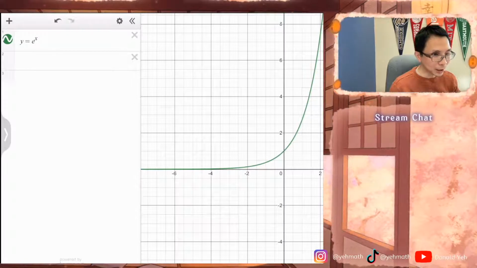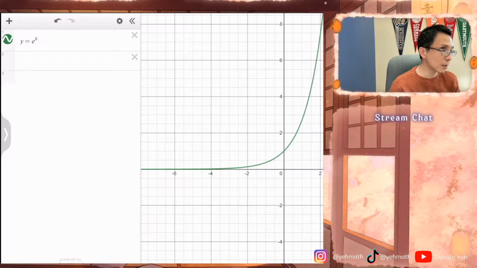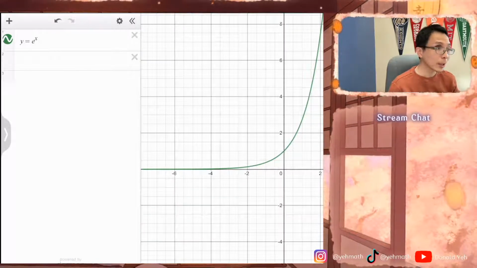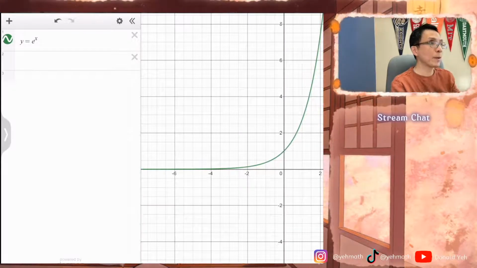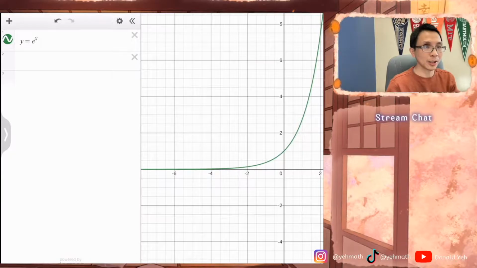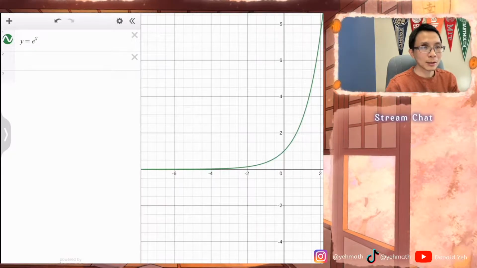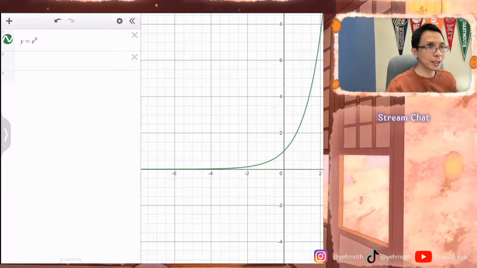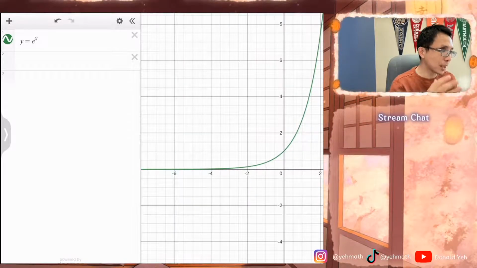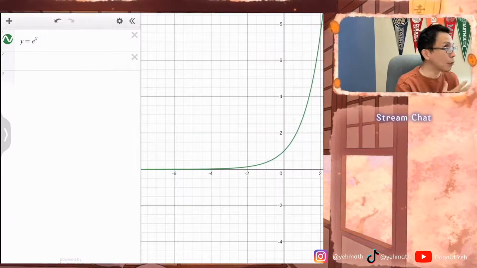So y equals e to the x. I'm gonna show you something really, really interesting, because it's possible for me to use an algebraic representation to represent the exact function of e to the x. Do you think it's possible? Okay, so it's possible for me to represent it using an algebraic function.